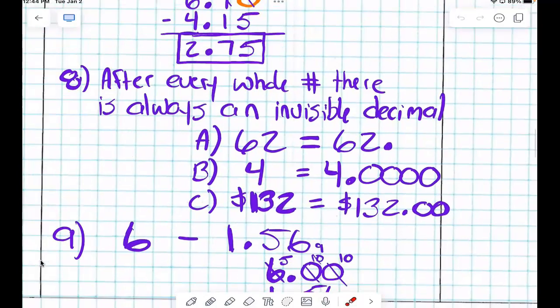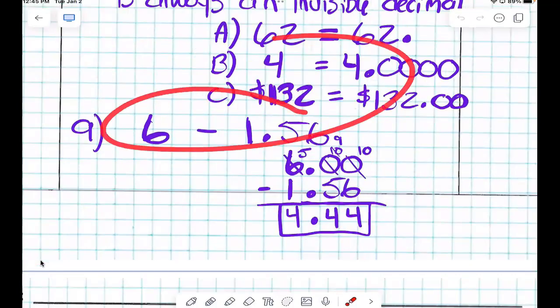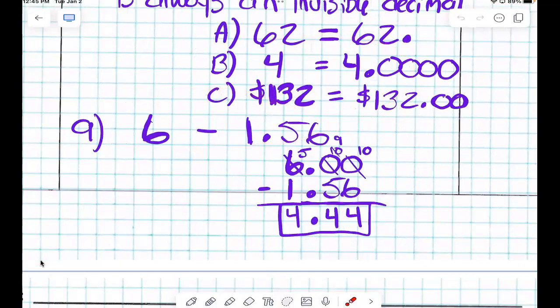After every whole number, if we don't have anything but a whole number, what is always that invisible thing at the end of the whole number? No, the invisible thing. So I could technically put a decimal point in all of these numbers, right? So there's always an invisible decimal point after a whole number, yeah? So if I have the problem 6 minus 1 and 56 hundredths, and I write the number 6 down, and I write the number 1 and 56 hundredths, I can't line up the decimal point because there's no decimal point there unless you actually put the invisible one, yes?